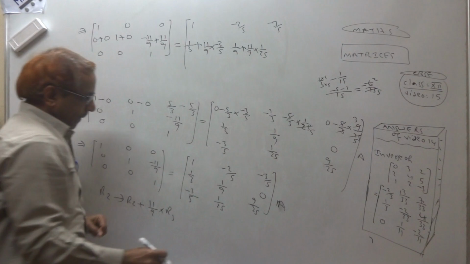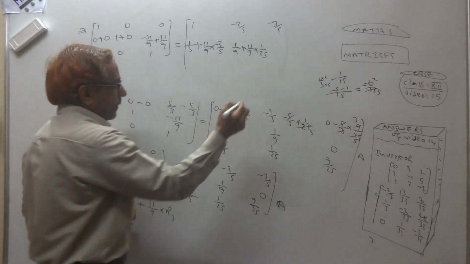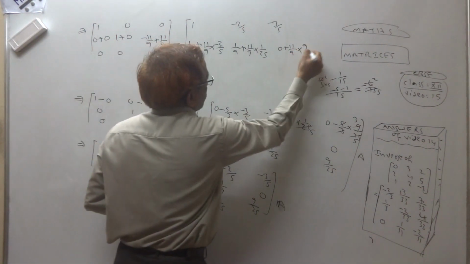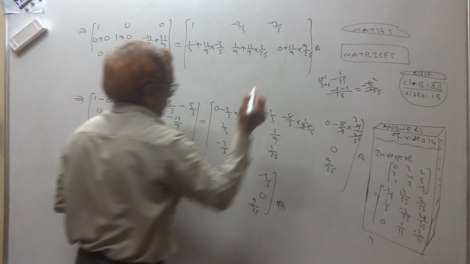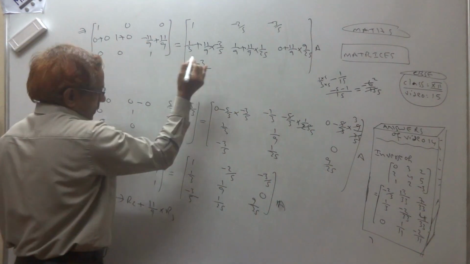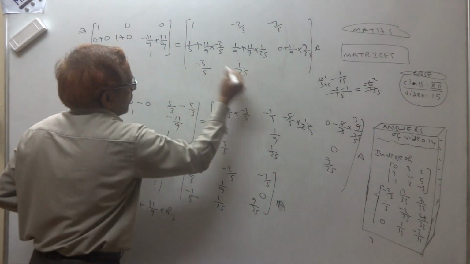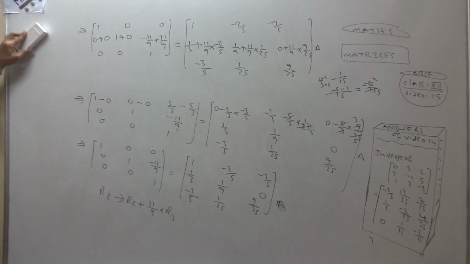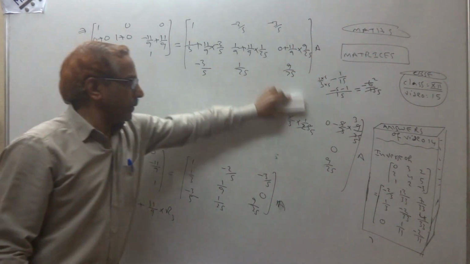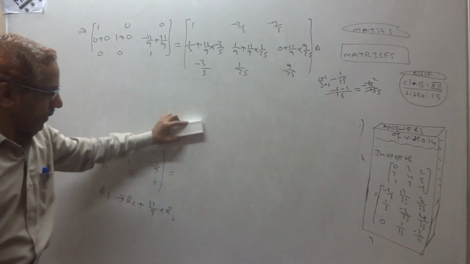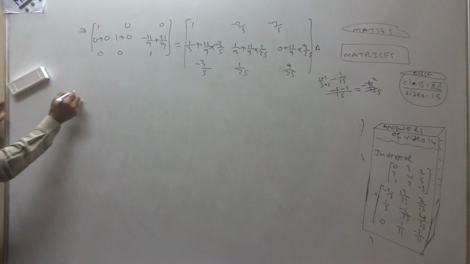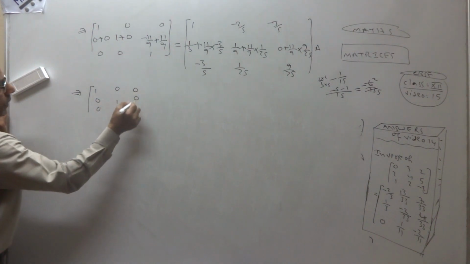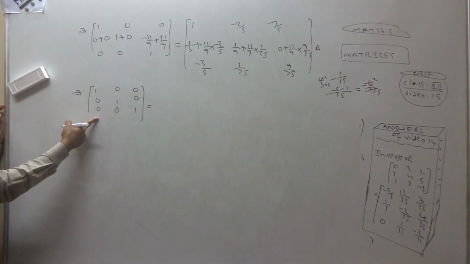Last, 0 plus 11 by 9 into 9 by 25. And this is same. Minus 3 by 5, 1 by 25, 9 by 25. Then finally what we are getting? Yes, see, we got 1 0 0, 0 1 0, 0 0 1. Finally we got the identity matrix.